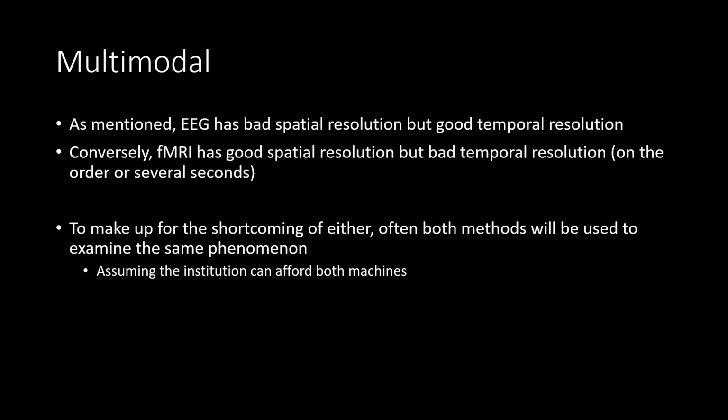Now, to make up for these shortcomings of either, oftentimes both of these methods can be used concurrently to examine certain types of phenomena, and this allows us to have very good both spatial and temporal resolution. Now, that is, of course, assuming that an institution can afford both systems, because oftentimes EEG systems, especially fancy ones, can cost upwards of tens, if not hundreds of thousands of dollars, and fMRI machines can easily go into a couple, if not more, $1 million. It is, unfortunately, one of those things where it is still very much pay to play.